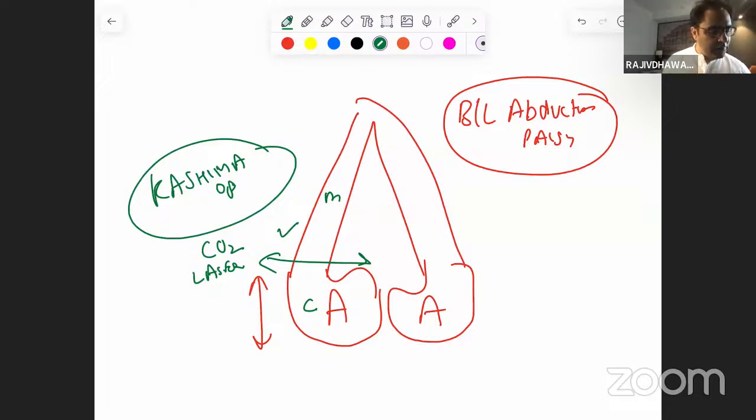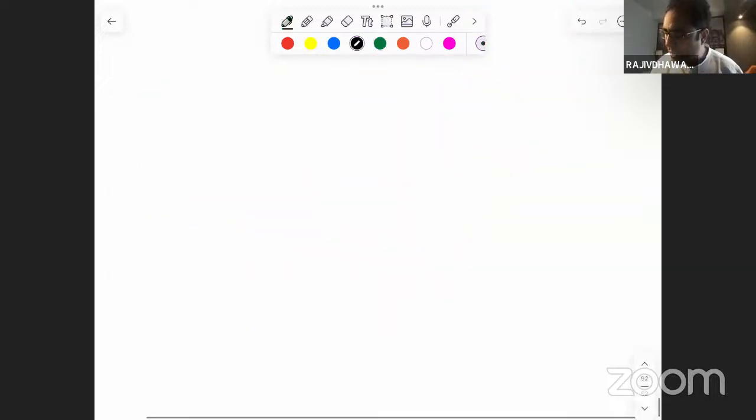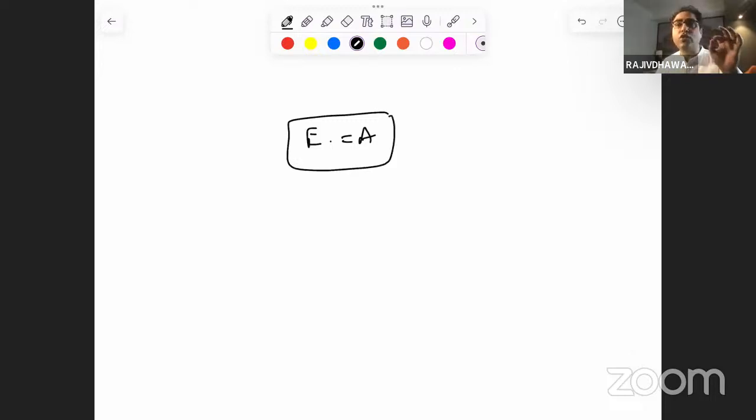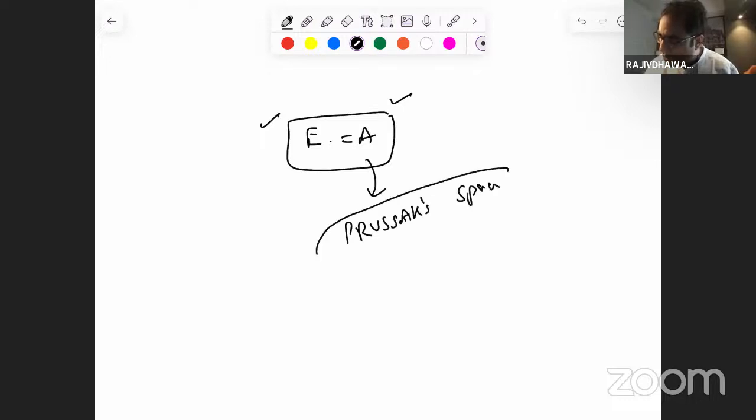What is Prussak's space, beta? Prussak's space is part of the epitympanum or attic, beta. Now, Prussak's space is where cholesteatoma is most commonly found. So, cholesteatoma is most commonly found in the epitympanum, also called attic. But within the epitympanum, the most common site is Prussak's space, beta. So, the most common site of cholesteatoma is Prussak's space in the epitympanum.